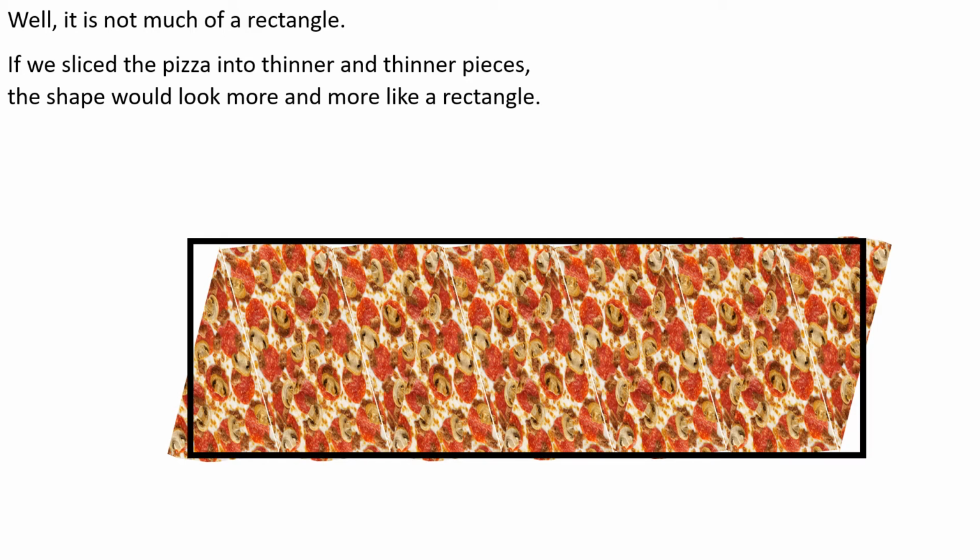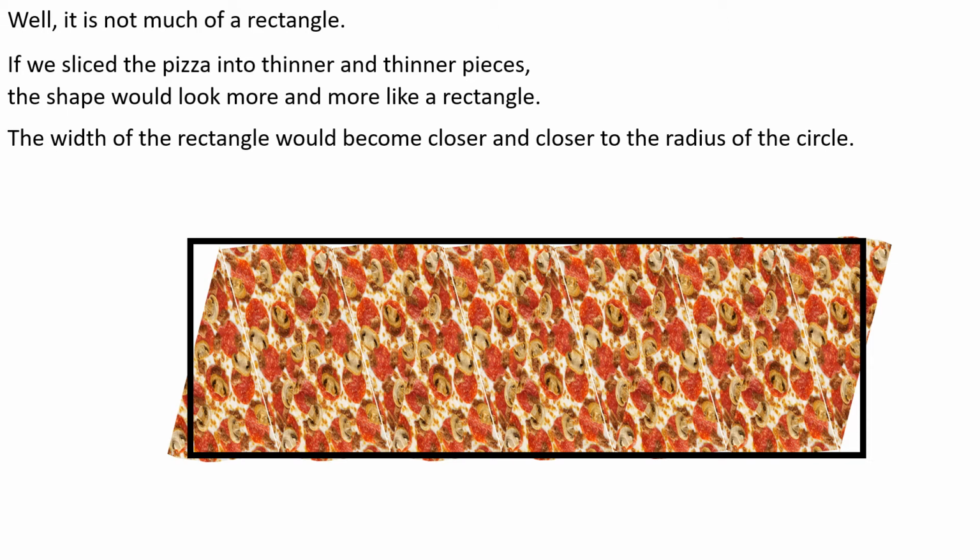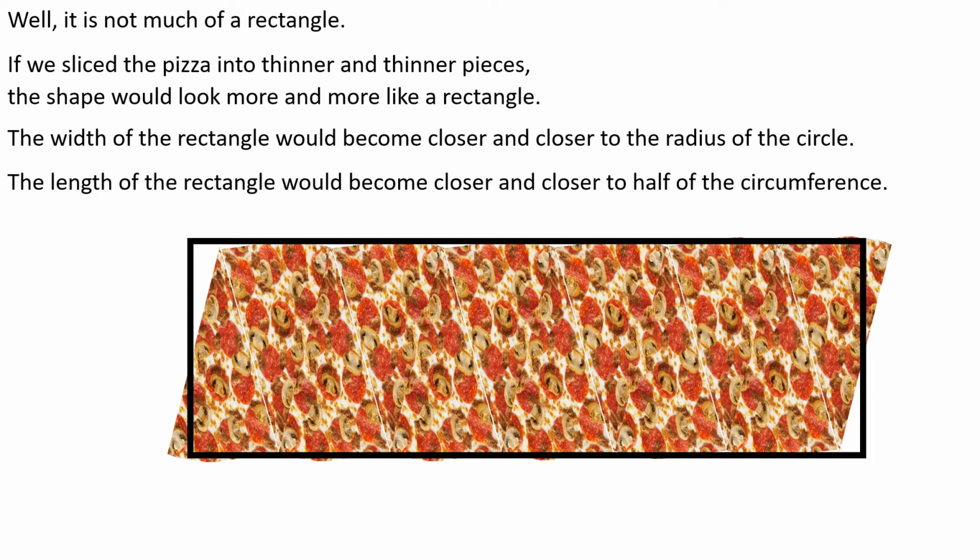But if I could slice the pizza into thinner and thinner pieces, it would more and more look like a rectangle. The width of the rectangle would become closer and closer to the radius of the circle, right? Each slice of pizza, the length would be the radius of that circle. And the length of the rectangle would become closer and closer to half the circumference, right? Because half of the crusts are on each of the lengths.